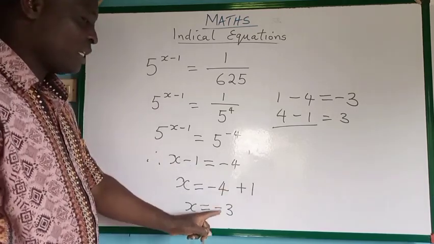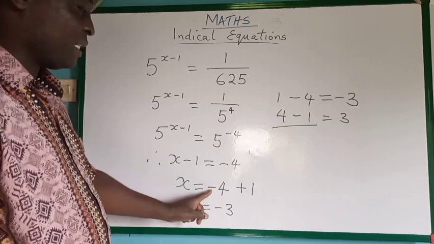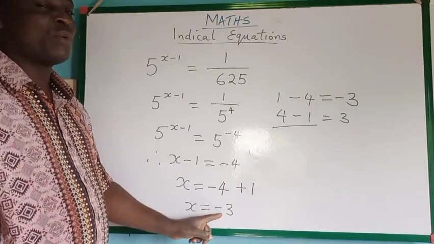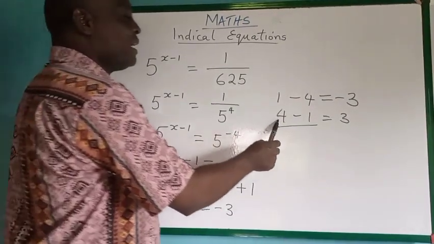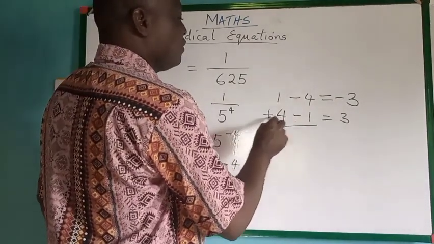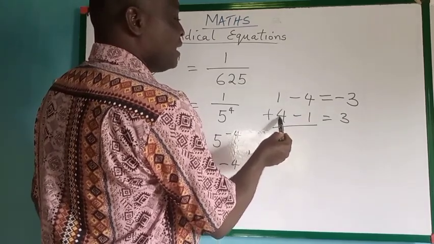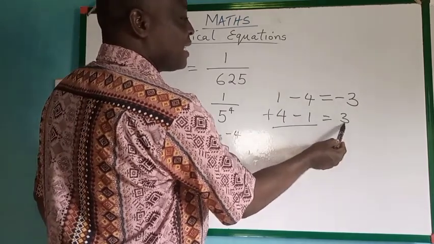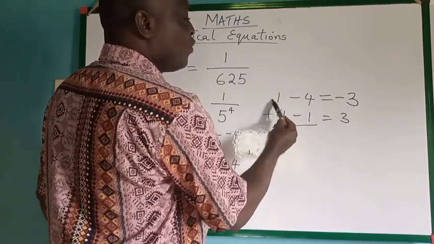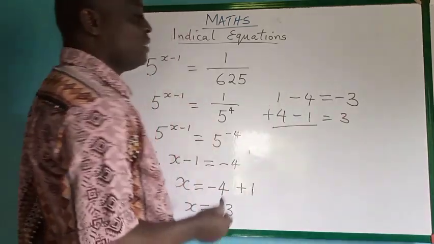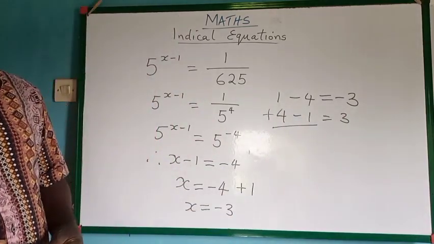It is minus 3 because the larger number here is having negative. So the answer must be negative. If the larger number is having positive, the answer will be positive. Just like this place now. The larger number in this place is 4. So it is plus 4 minus 1. So 4 is the larger and is having plus. So that's why the answer is plus. But here, if we look at it, the larger number is 4 and it's negative. So the answer will be negative. That is how that mathematics is done.